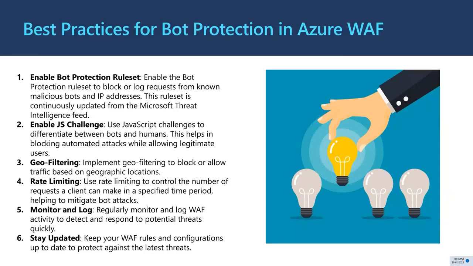And now the next best practice is monitoring and logging. Regularly monitor and log WAF activity to detect and respond to potential threats quickly. It's really important to keep track of all the requests that are coming in, passing through the WAF. Even in troubleshooting scenarios, it will be very helpful if we have logging enabled and if you're monitoring continuously. And finally, and most importantly, we have to keep our WAF rules and configurations up to date to protect against the latest threats. So these are some of the best practices for bot protection in Azure WAF.